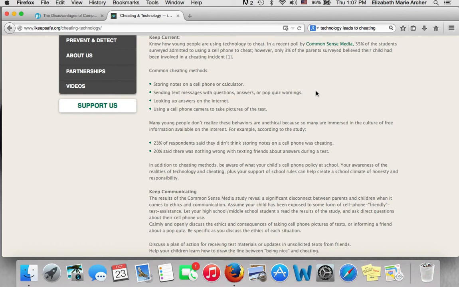Many young people don't realize that these behaviors are unethical. Okay. I'm pretty sure a kid knows when he's cheating, because so many are immersed in the culture of free information available on the internet. For example, according to the study, 23% of respondents said they didn't think storing notes on a cell phone was cheating. Maybe they didn't want to think it was cheating? I don't know. 20% said there was nothing wrong with texting friends about answers during a test. Who are these kids? I mean, really.